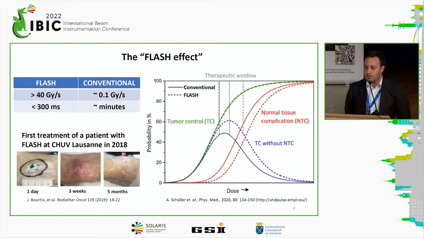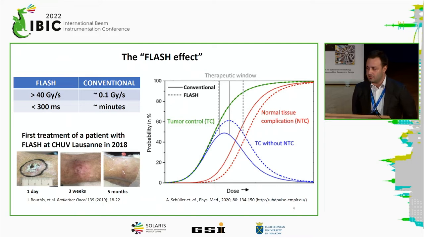Now if you see the green curve, first of all, the solid line is conventional radiotherapy, whereas the dashed line is the flash radiotherapy. If you see this green curve, you can see that as far as tumor control, there is no difference between these two modalities. So the cancer cells are killed exactly in the same way with ultra-high dose rates and with conventional beams.